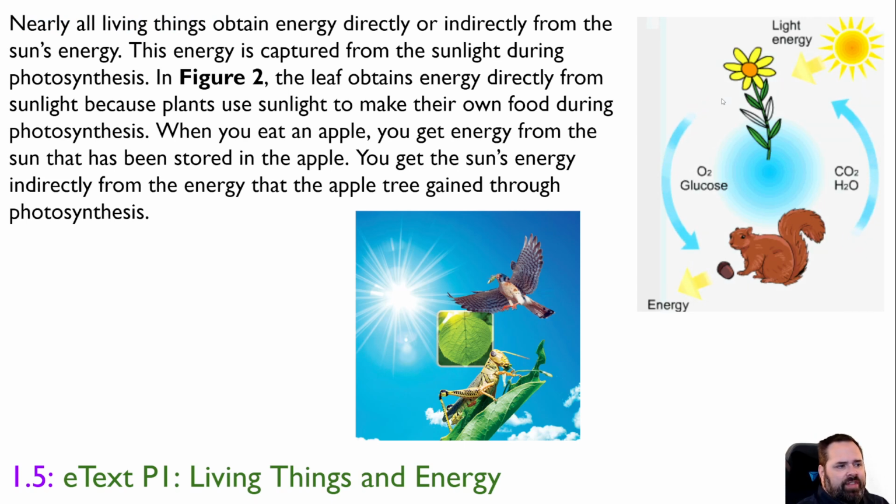Nearly all living things obtain energy directly or indirectly from the sun's energy. This energy is captured from sunlight during photosynthesis. In figure 2, that's this picture down here with the sky and the bird and the leaf and the grasshopper, the leaf obtains its energy directly from the sunlight because plants use sunlight to make their own food during photosynthesis. Plants use sunlight to make their own food.